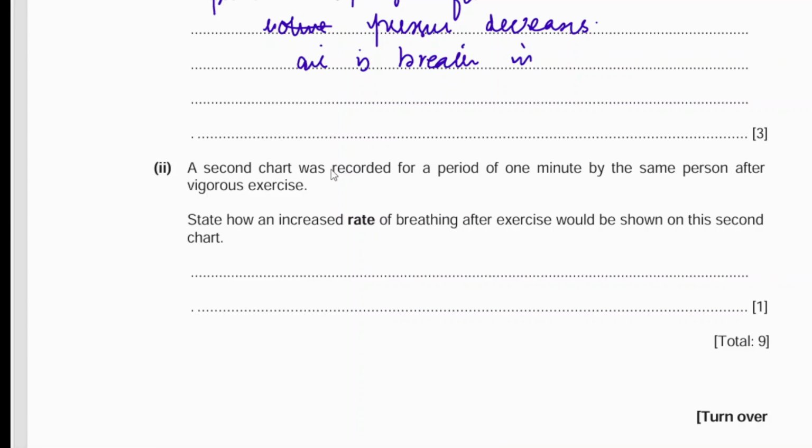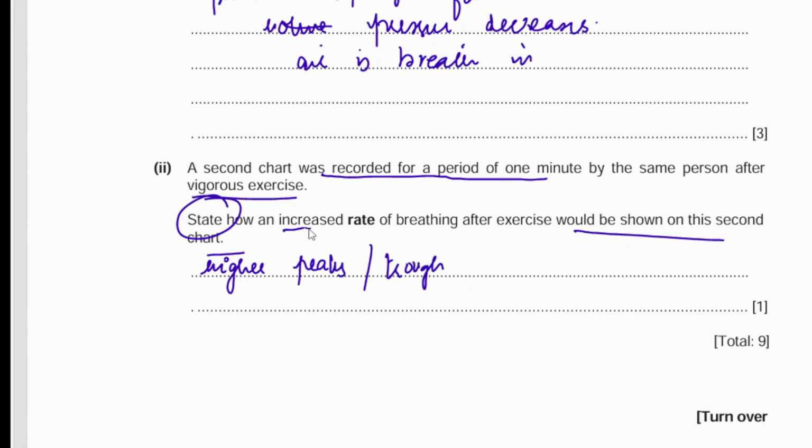Okay, a second chart was recorded for a period of 1 minute by the same person after vigorous exercise. Suggest how an increased rate of breathing after exercise would be shown on this second chart. Now you don't have to make it, you have to state it. Okay, let me write your answer. You are saying it would be higher peaks and troughs.